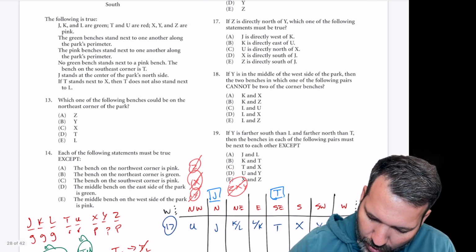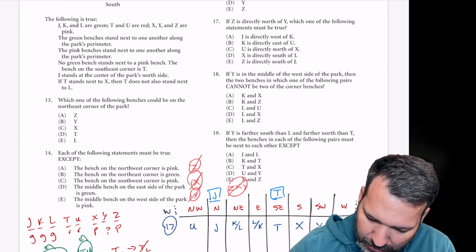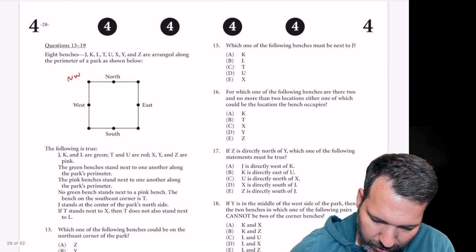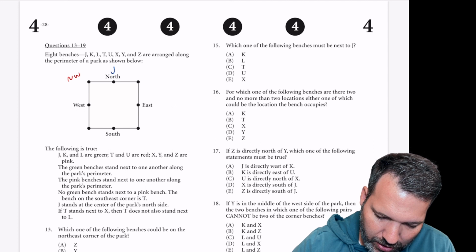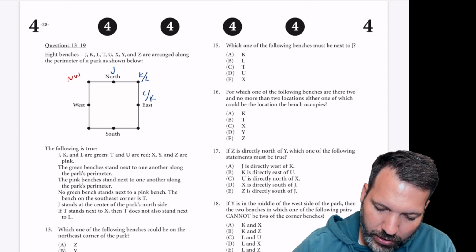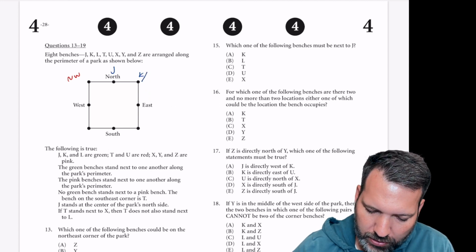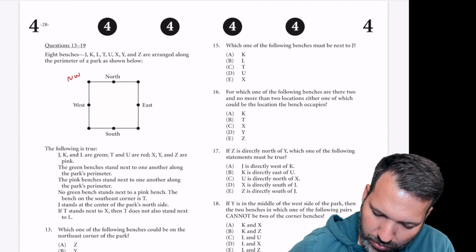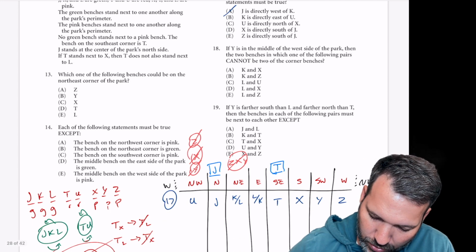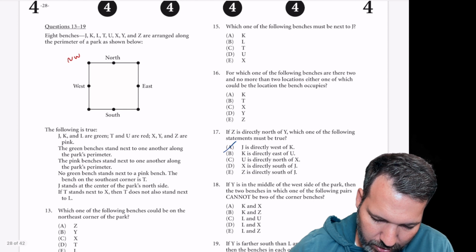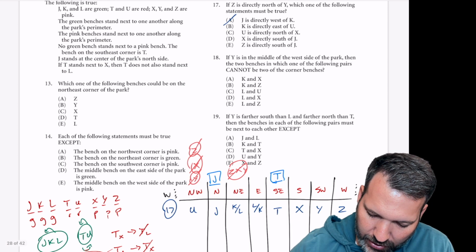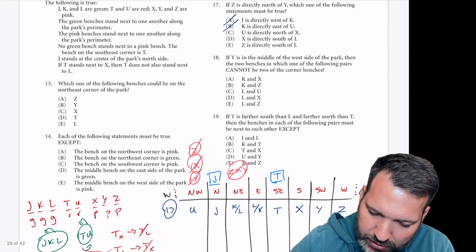J is directly west of K. Well, J is at the north slot, and K could either be northeast or east. So again, this is J, and then this is where the KL or LK ones are. So no, I don't think that has to be true. K is directly east of U. U is northwest, but K could be east, right? So that doesn't have to be true.